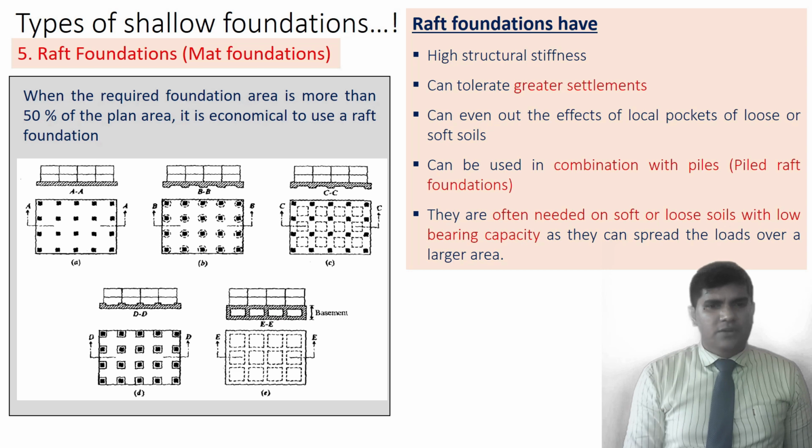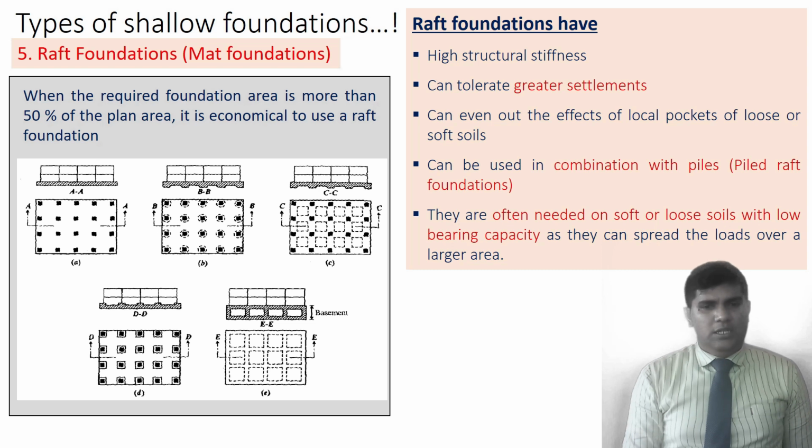And the last one is the raft foundation. Raft foundations are commonly used in multi-story buildings and medium-rise buildings because all the structural columns start from a common base or common footing, and all the columns are tied with the tie beam. So the foundation area is large, and then we can reduce the pressure on the soil. That's why raft foundations are very economic and mostly used in multi-story buildings and medium-rise buildings.